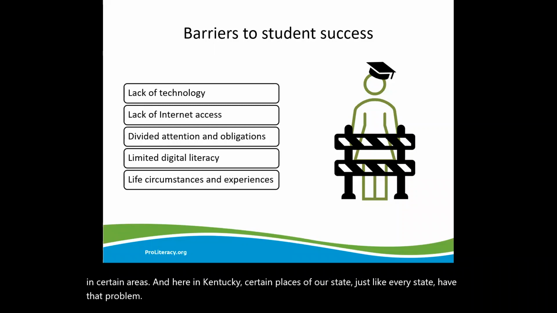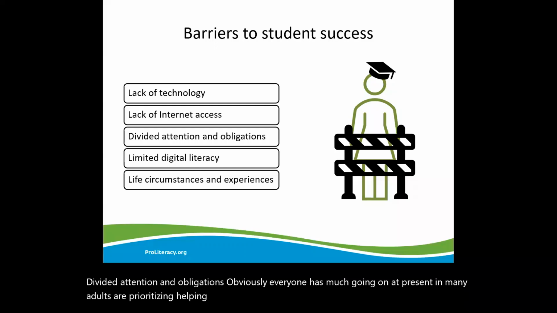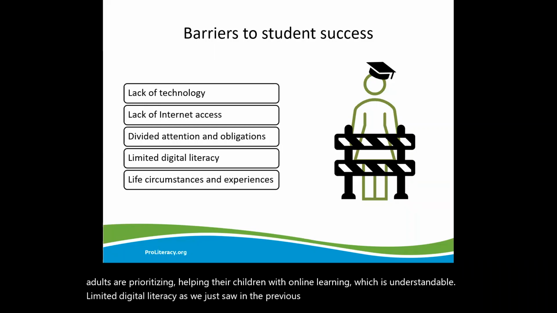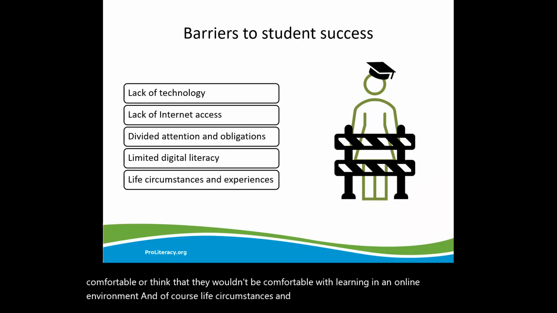Divided attention and obligations. Obviously, everyone has much going on at present, and many adults are prioritizing helping their children with online learning, which is understandable. Limited digital literacy, as we just saw in the previous slide, is a big issue. Folks who aren't comfortable or think that they wouldn't be comfortable with learning in an online environment. And of course, life circumstances and experiences have always been a struggle with our population.